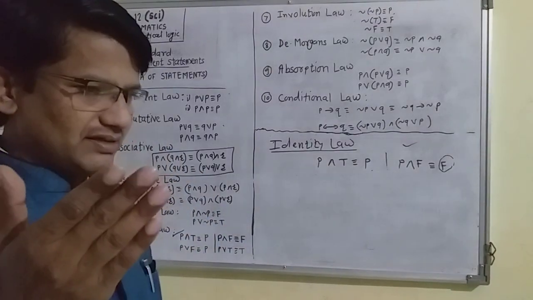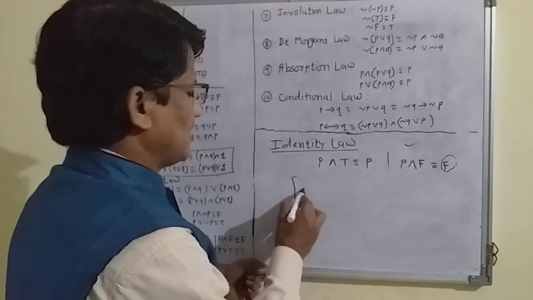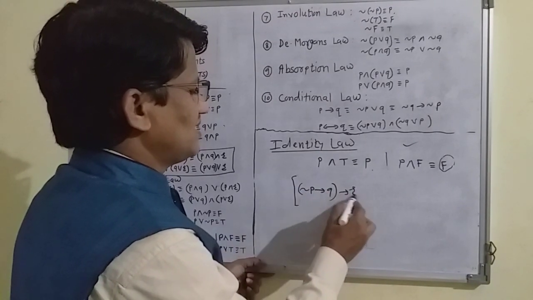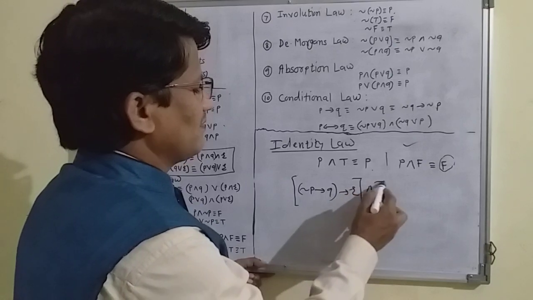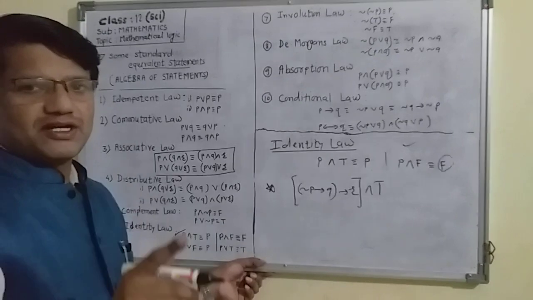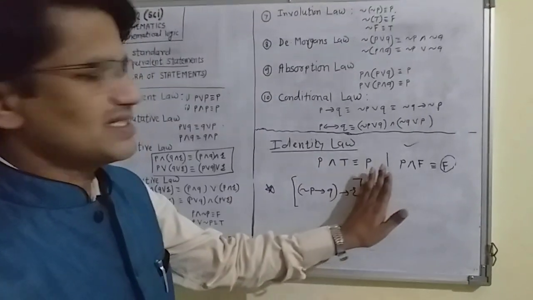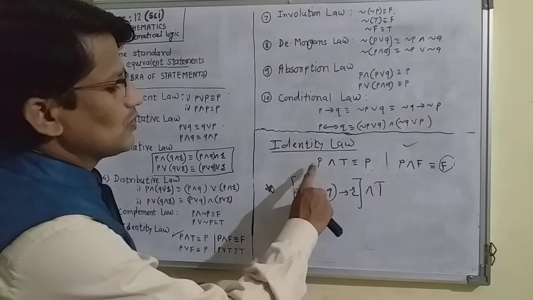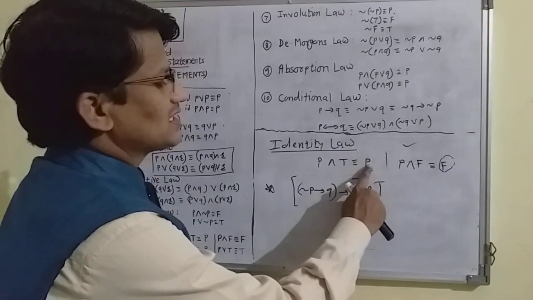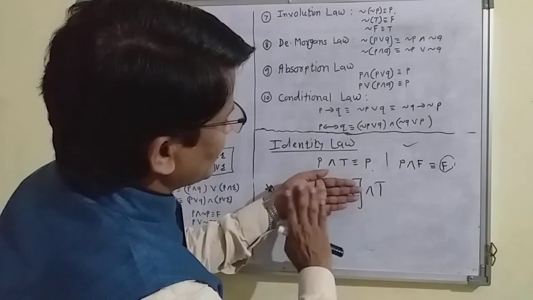In some mathematical problems, there are steps like this: a square bracket, negation P implies Q, implies R, and with Q. What is the truth value of such a statement? Just observe, the total given statement pattern with the above rule. P and T, result is what? It is P. This total bracket is nothing but P.